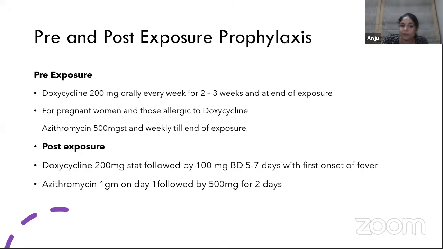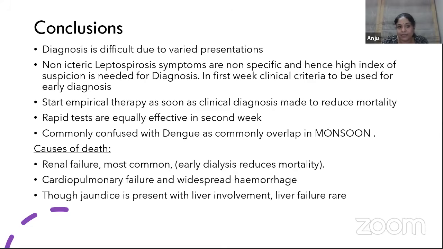And for pregnant women and those allergic to doxycycline, azithromycin 500 mg can be given stat and weekly till the end of exposure. For those people who are residing in endemic areas where there is an outbreak of leptospirosis, when they develop the first symptoms of fever and tiredness, as a post-exposure prophylaxis, they can be given doxycycline 200 mg stat followed by 100 mg BD for 5 to 7 days from the first onset. Azithromycin can also be given as prophylaxis.